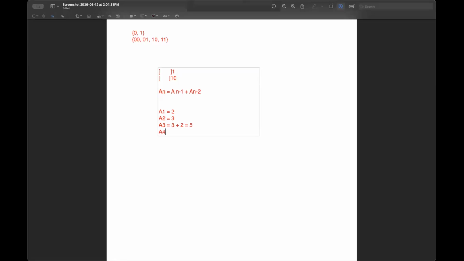Then a sub 4, a correct bit string of length 4, is going to be equal to the previous 2, which is 5 plus 3. And a bit string of length 5 is going to be equal to the results of the previous 2. That's 8 and 5, and that's going to be 13 correct bit strings. So does everyone see the logic as to how we've created this recurrence relation?